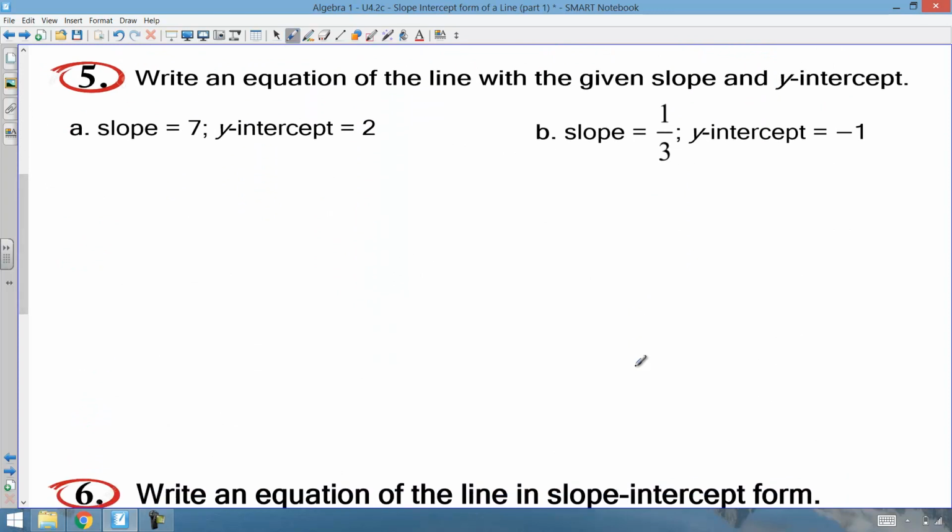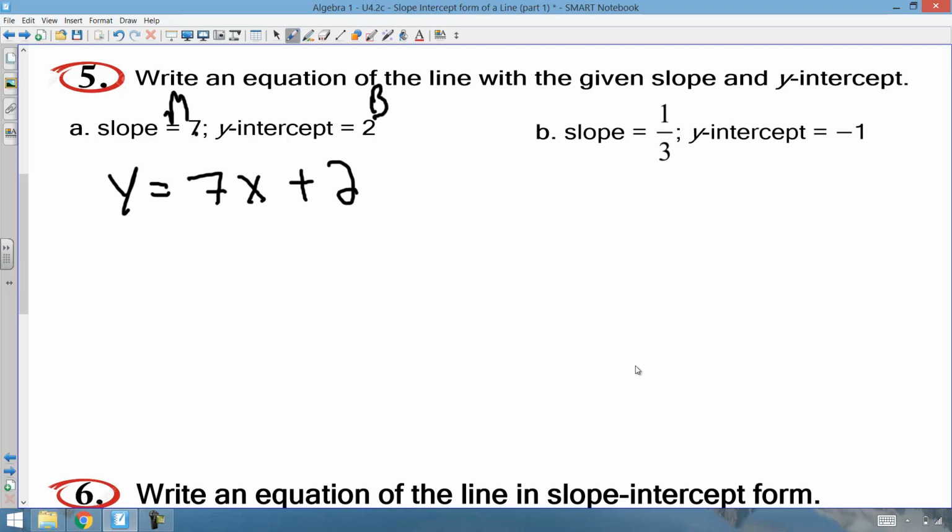Write the equation of a line with the given slope and the given y-intercept. Shouldn't be that bad. I'll do the first one for you. So we want y is equal to, this is our m, and this is our b. So y is equal to mx plus b. That's all you need to do.